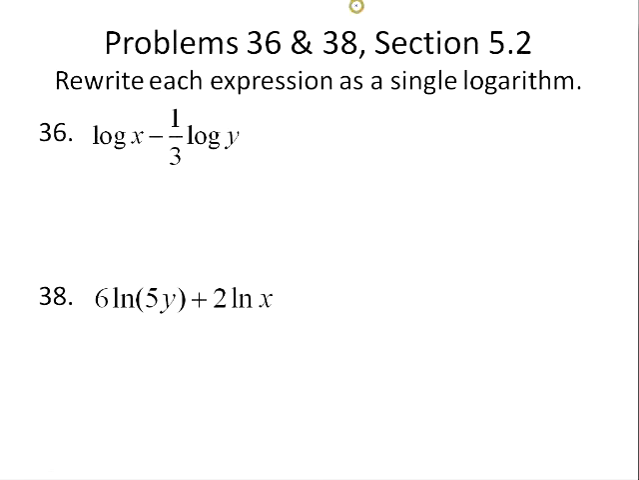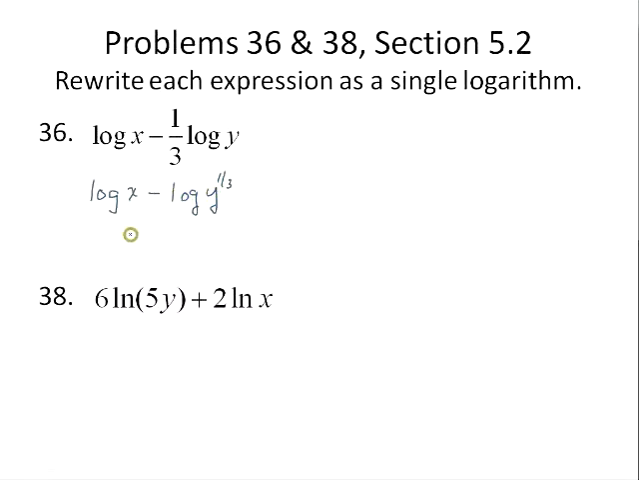Using our different properties, I can begin by looking at this first one here, and I'm going to use the power property to rewrite this 1/3 log of y. I'm just going to rewrite the log of x, and so that's not changing. But this here I'm going to change to the log of y raised to the 1/3 power.